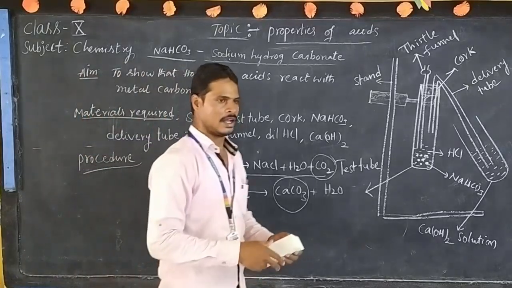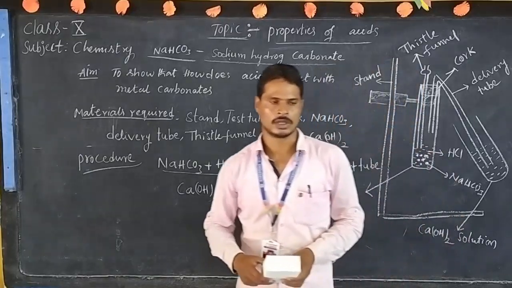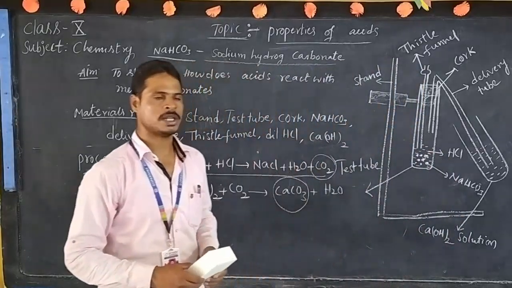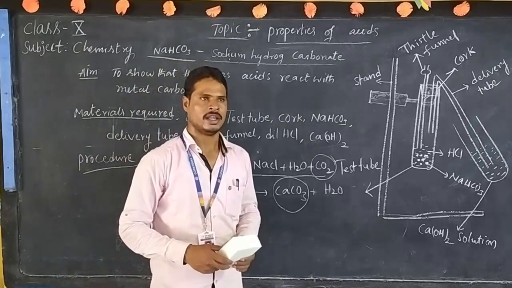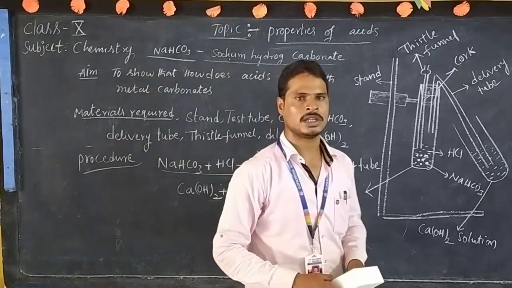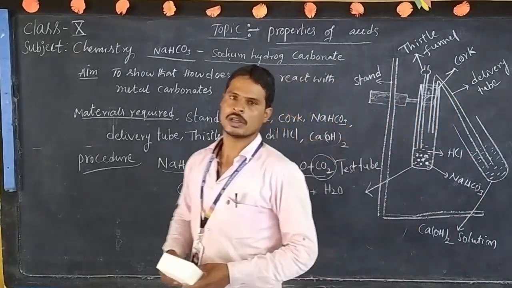Next, there is another way. How can we identify the CO2 gas? Take a burning splinter and keep it near the test tube mouth. The fire goes out. From the above activity, I conclude that CO2 gas is liberated.